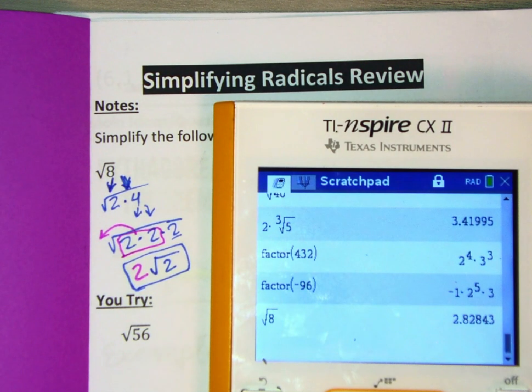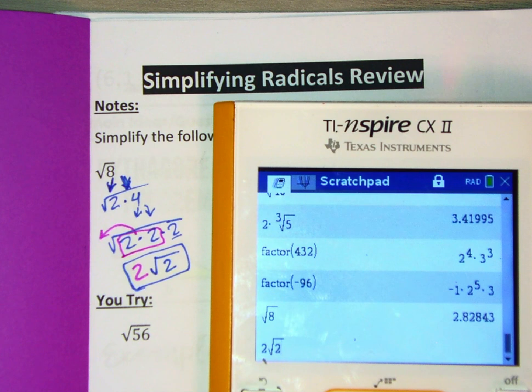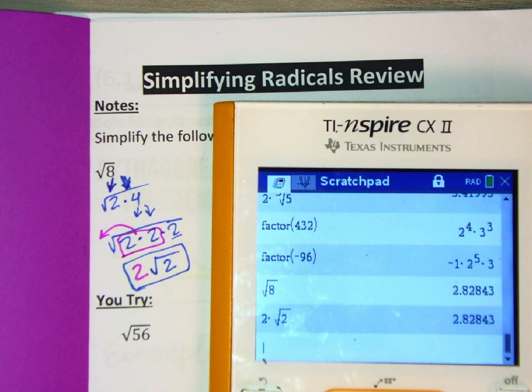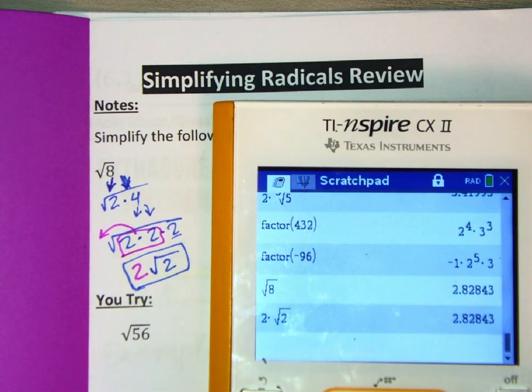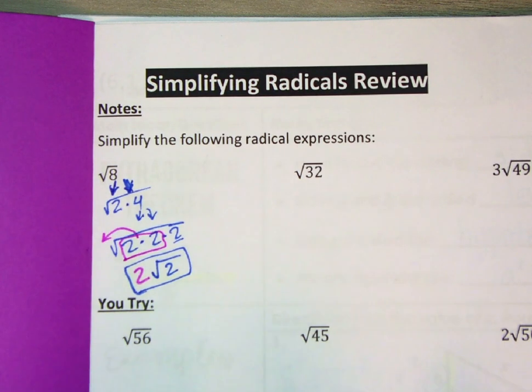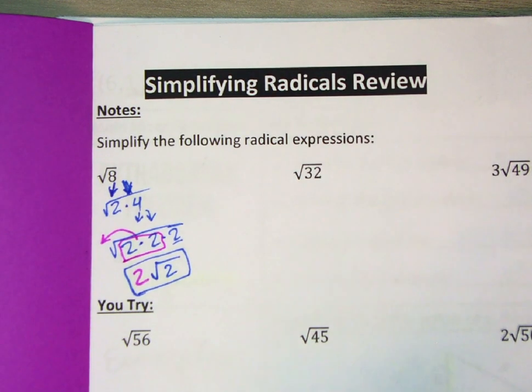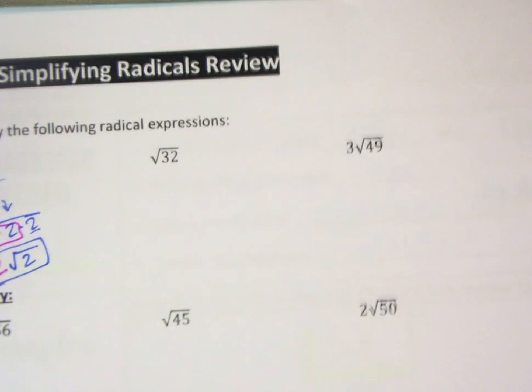So I'm just going to show you, if I type 2 square root of 2, the answer is the same decimal we had with square root of 8. So that's what you're doing on this part. I'm going to go over the first 4 problems on the top, and you try the bottom 4.